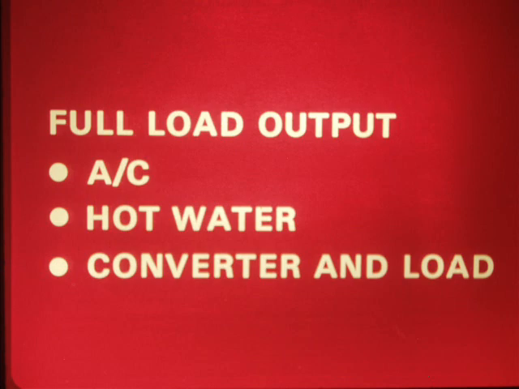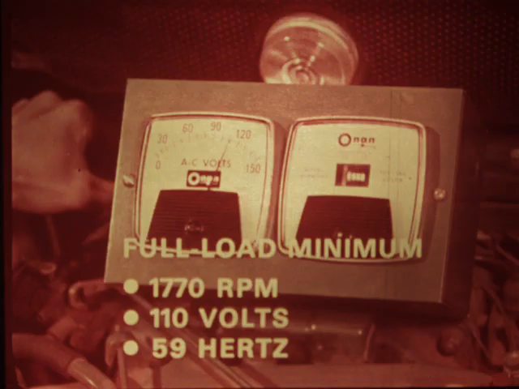Now, after making the engine adjustments, check the full load output of the motor generator. To do this, turn on the roof air conditioning and hot water heater. Plug in the power converter and load it up by turning on lights and appliances. The full load output reduces slightly from no load. The minimum values are 1770 RPM, 110 volts, and 59 hertz. Again, the frequency reading is preferable for accuracy.